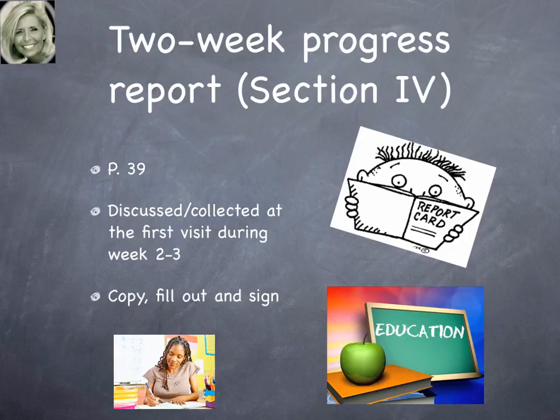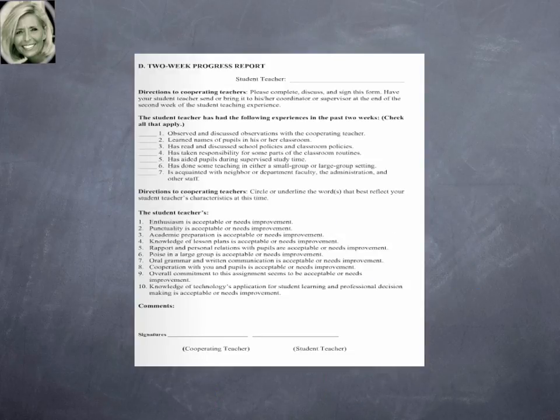On page 39 of the UNI Student Teaching Handbook is the 2-week progress report. This will be discussed and collected at the first visit during either week 2 or 3. Copy the form, fill it out, and sign it. It certainly can be scanned and emailed to the UNI coordinator as well. This is what the 2-week progress report looks like.